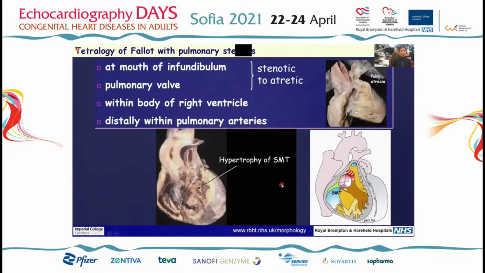There are various places where there can be obstruction to flow to the lungs. You may have a stenosis or tending towards atresia at the mouth of the infundibulum, the pulmonary valve area, or within the body of the right ventricle, as we see in this heart here, where hypertrophy of the septomarginal trabeculation has virtually created a two-chambered right ventricle. And then further along in the pulmonary arteries, you may have, more distally, discrete areas of stenosis within the arteries themselves.